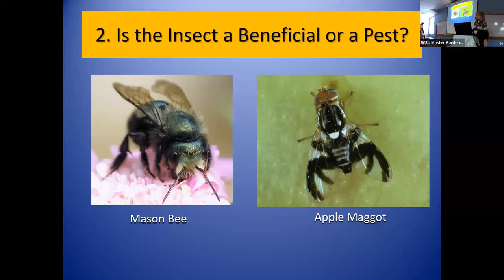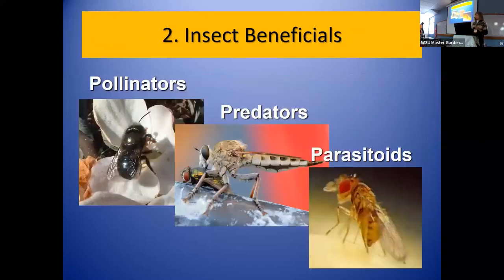Okay, so now we've identified our insects. So our second step in IPM is to determine, is this insect a pest or is it a beneficial? Beneficials have a positive effect on your fruit trees. And basically, the beneficials will fall into one of these three categories: pollinators, predators, or parasitoids.